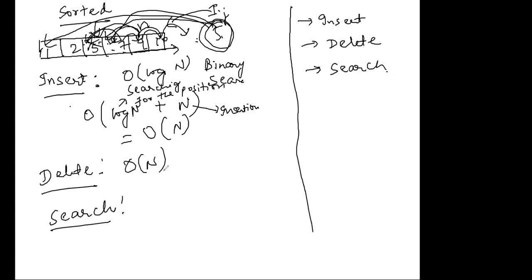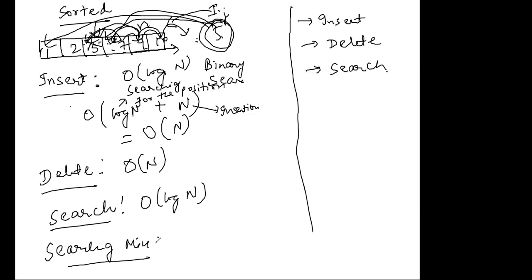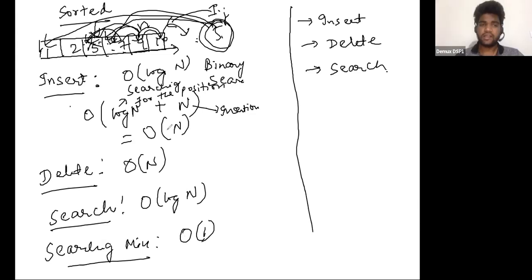Log n, already binary search. Log n, right? So binary search you can do too. And what about searching for the minimum? O of 1. Correct? So this is the complexity if you go ahead with a sorted array.